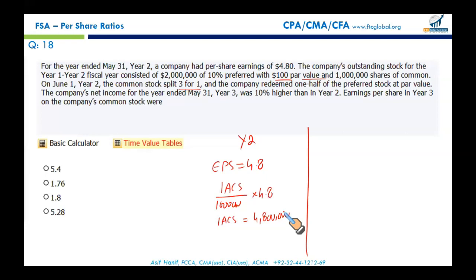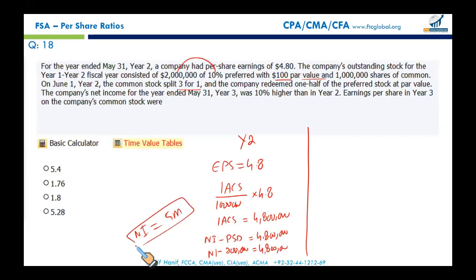All right. Now, how do we calculate net income? We know income available to common stockholders is equal to net income minus preferred stock dividend, which is 4.8 million. Lots of maths is involved. We don't know net income, but we know the preferred stock dividend, which can be calculated as 10% of 2 million in the last year. So 10% of 2 million is going to be $200,000. So net income minus preferred stock dividend of $200,000 is equal to 4.8 million. This will give you the net income for the last year. Net income is 4.8 million plus 0.2 million, so it's going to be 5 million. So your net income is 5 million in year 2.